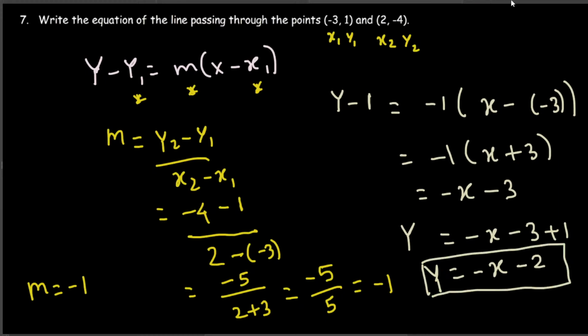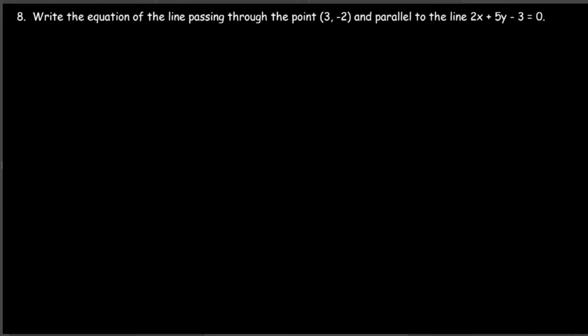Let's look at another problem. Let's say we have a question like this. Let's look at this question. Write the equation of the line passing through the point (3, -2) and parallel to the line 2x + y - 3 = 0.